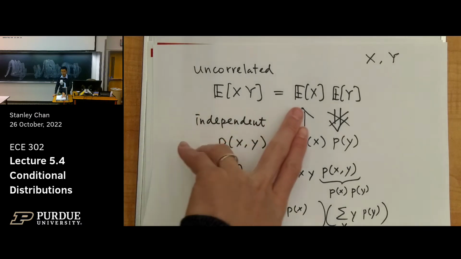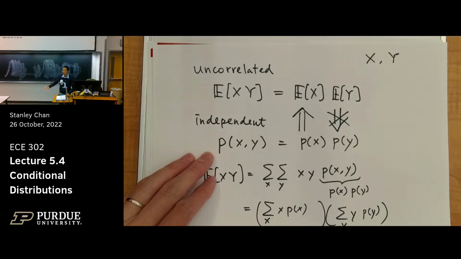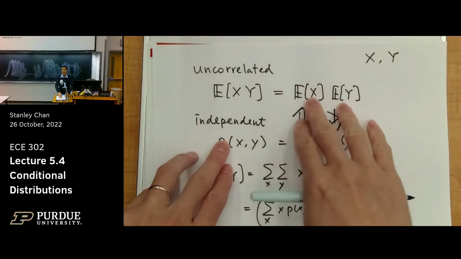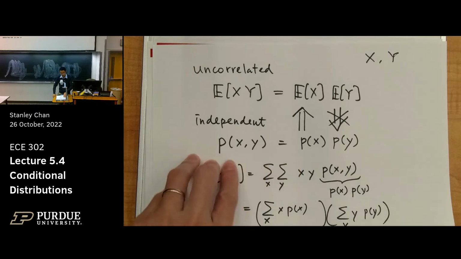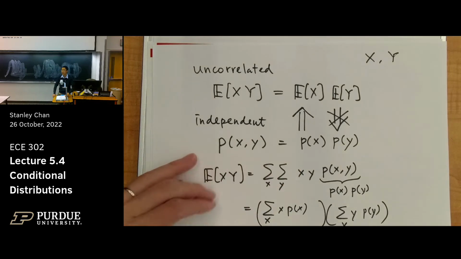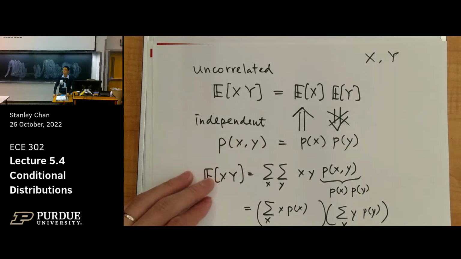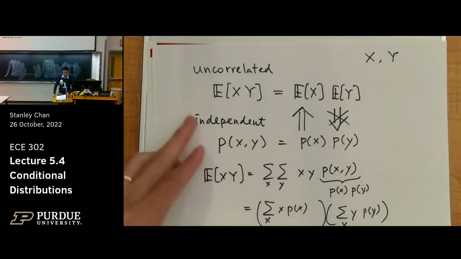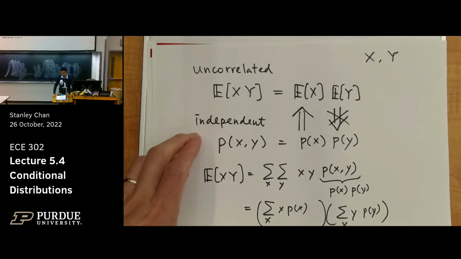And just because the expectation is a summary statistic of the distribution. So if I give you the distribution, of course you can get the expectation. But if I give you the expectation, which is a summary statistic, then you cannot go backward and say something about the factorization of the PDF. So the reverse direction is not true. Okay, so that's the difference between uncorrelated and independent. Independent can give you uncorrelated, but uncorrelated doesn't give you independent.